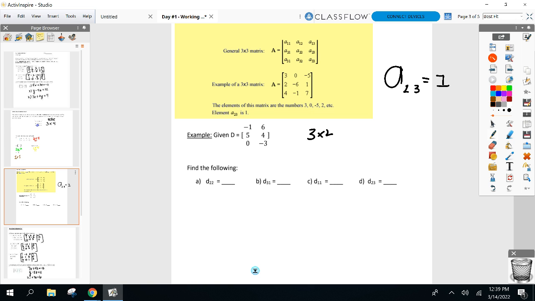Part A. Take matrix D, and what is in spot 2, 2? Row 2, column 2. Even if you have to trace it with 2 index fingers, what's there? 4. So that's equal to the number 4. Matrix D, spot 3, 1. Row 3, column 1. They intersect at 0. Matrix D, row 1, column 1. Negative 1.